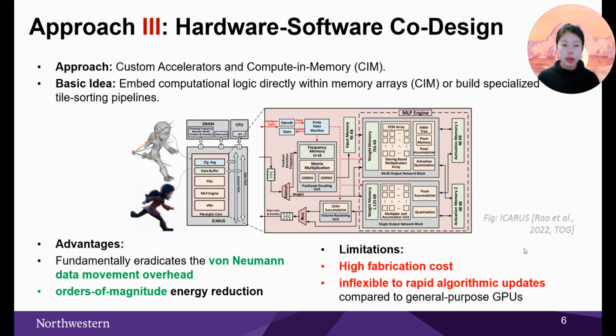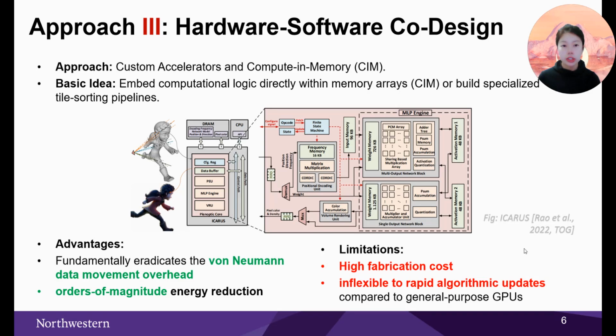Traditional computer architectures follow the von Neumann model, where data must constantly move between memory and processing units. This data movement consumes a large amount of energy and time, especially when dealing with large neural network weight matrices.